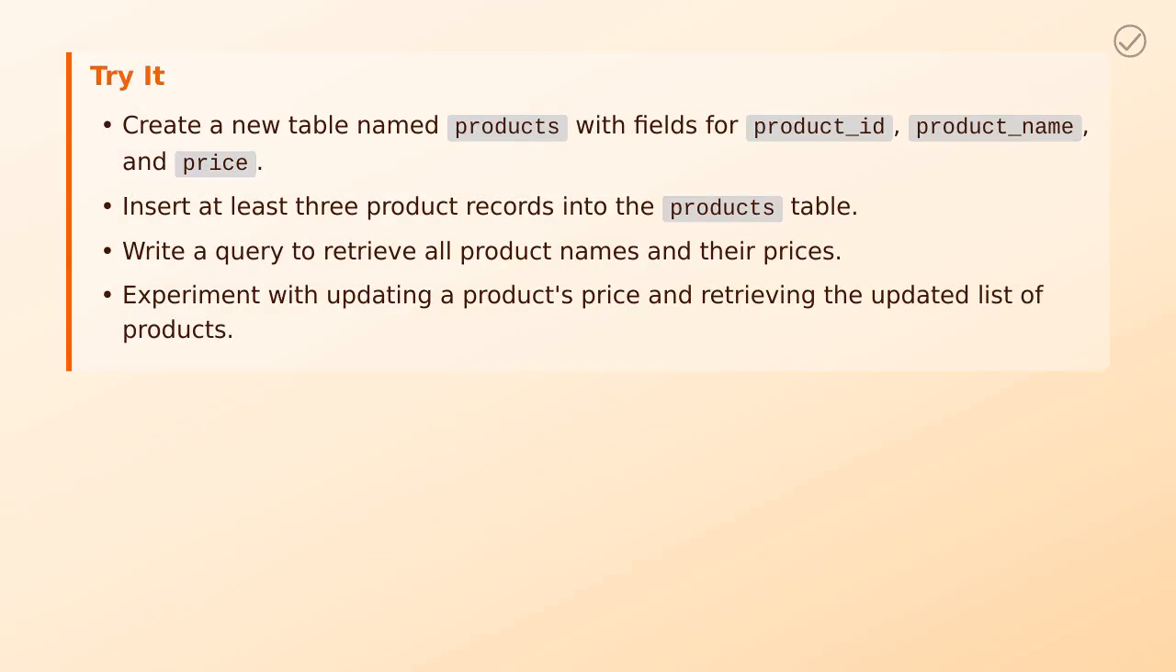Go ahead and work through this exercise. First, create a new table named products with fields for product_ID, product_name, and price. Also, insert at least 3 product records into the products table. Also, write a query to retrieve all product names and their prices. Finally, experiment with updating a product's price and retrieving the updated list of products.